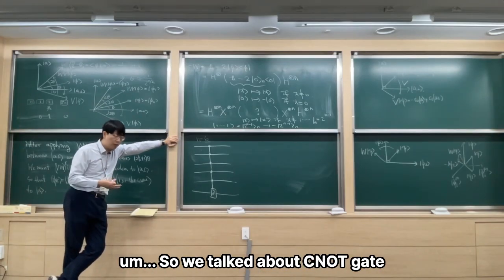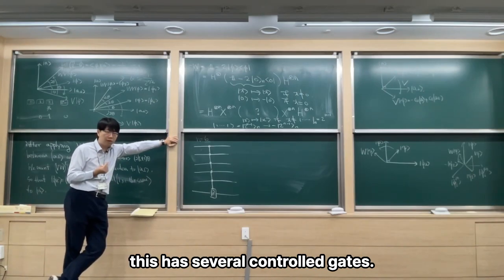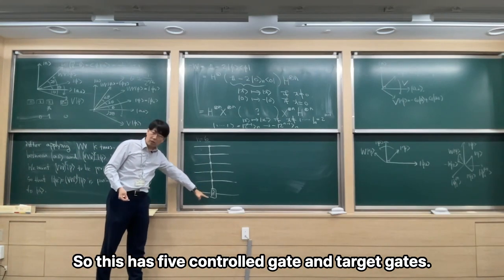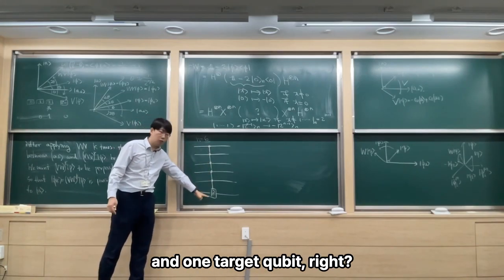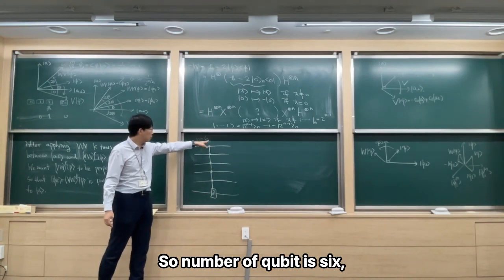We talked about the CNOT gate a long time ago. CNOT only has one control. This has several controls. So this has 5 control qubits and 1 target qubit, I'm sorry, not gates. So 5 controlled qubits and 1 target qubit, right? So in total you have 6. So the number of qubits is 6.